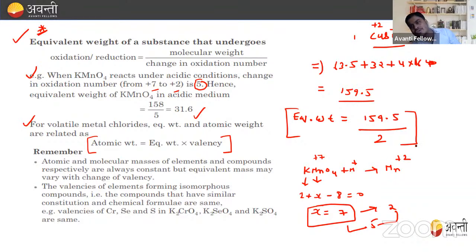Anyone having any kind of doubt related to this topic, beta, you can ask. Yes, beta, you can ask. Anyone having any doubt, then only I'm going to the next topic. Any doubt, you can text me or you can ask me. No issue.